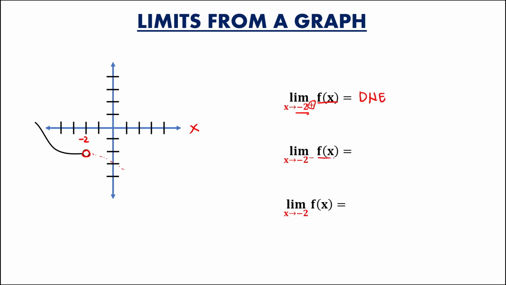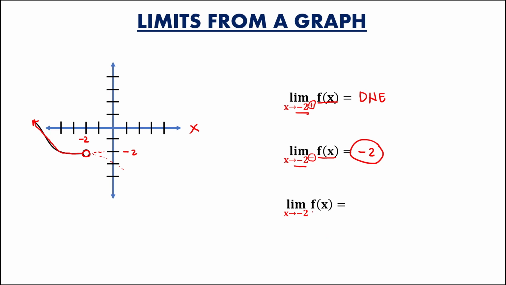Then for the limit of a function as x approaches negative 2, since this one is negative, it is the left side limit, and there is a left side limit, so this limit is equal to negative 2.